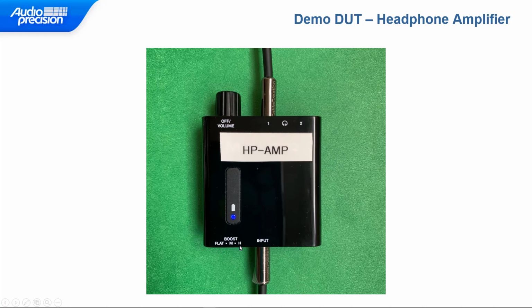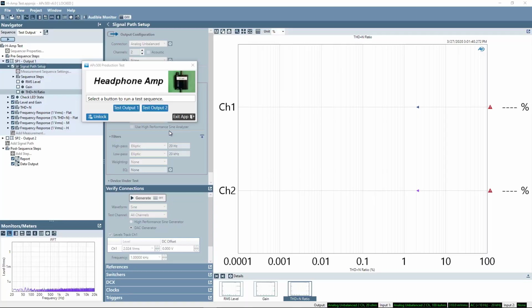Here's our demonstration for the headphone amplifier test. As you can see, we're running in production test mode right now. We have the simplified user interface here in front of the main APX UI, and it has 2 main buttons on it, Test Output 1 and Test Output 2. These correspond to sequences named with the same name in the project file.